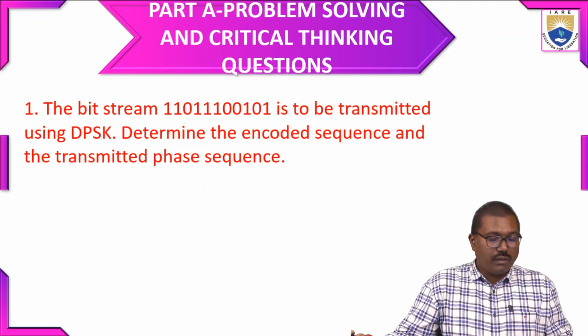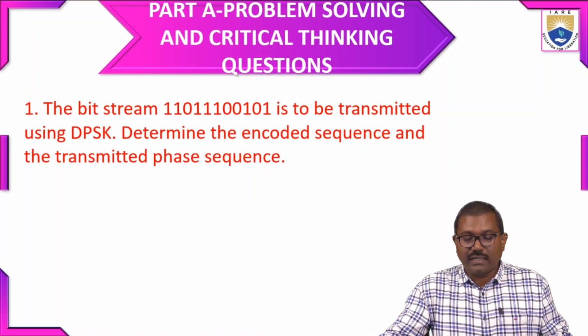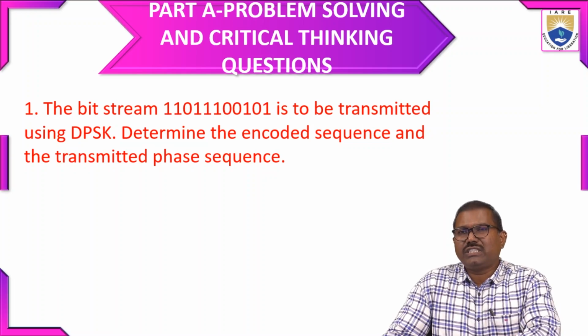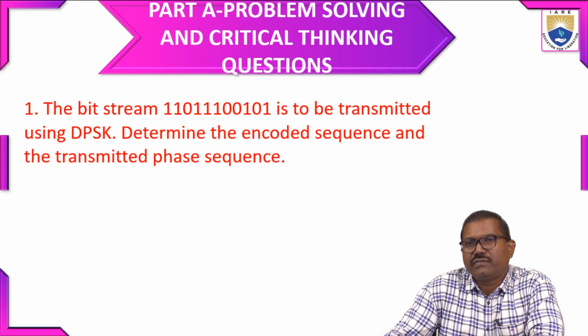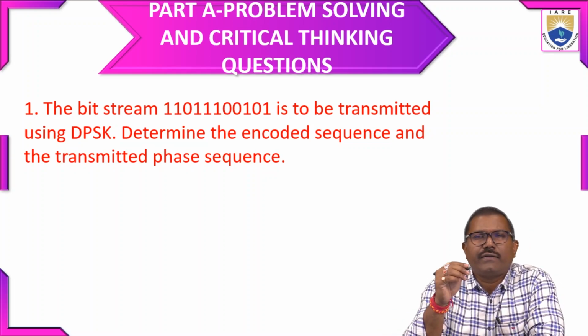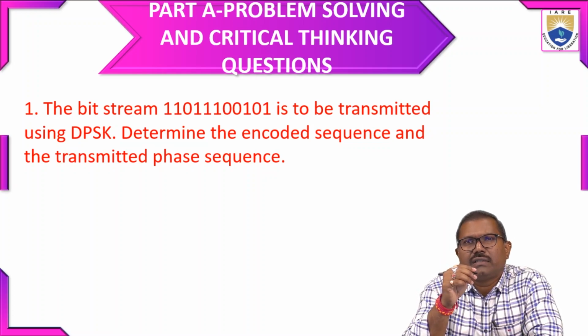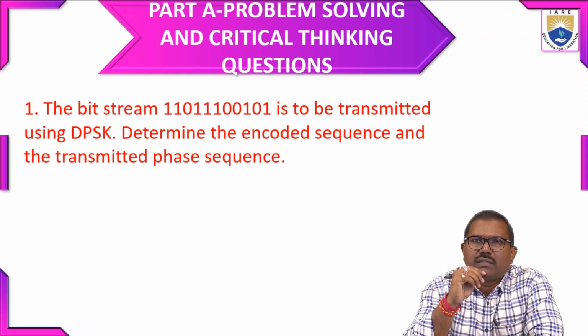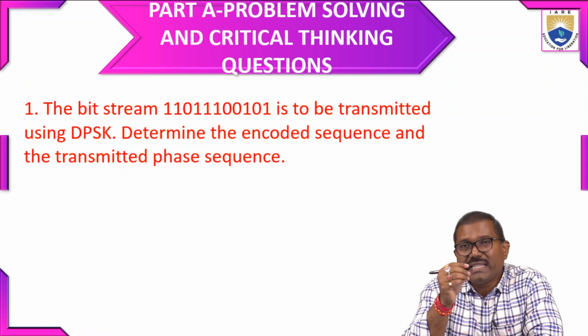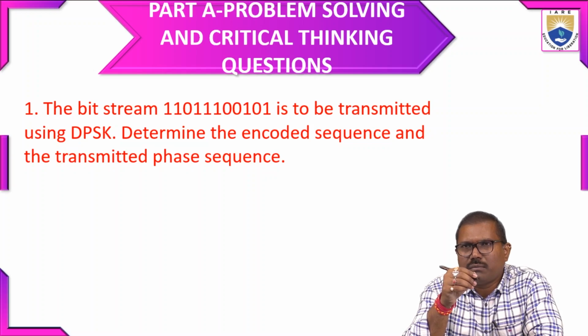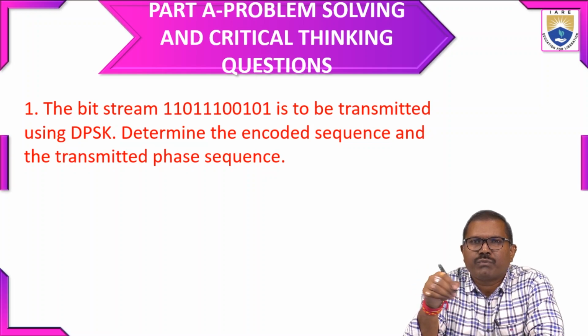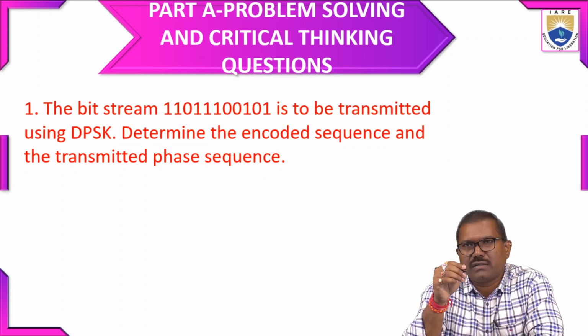For this DPSK signal, we must know which reference bit is being used. Why? One reference bit is required to solve this problem, and that reference bit may be either 1 or 0. In this problem, I am considering 1 as the reference bit, since they have not given any bit.